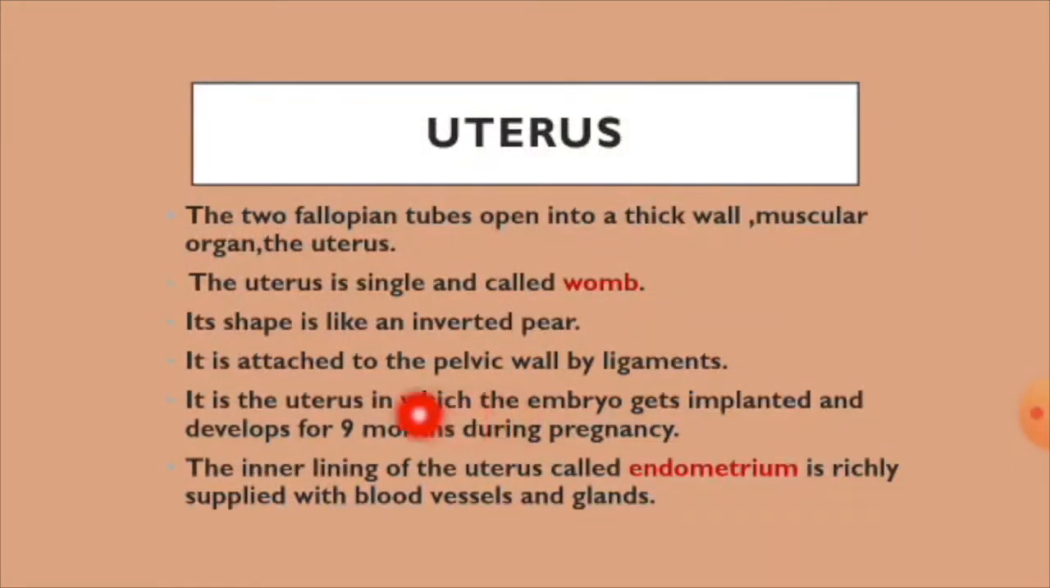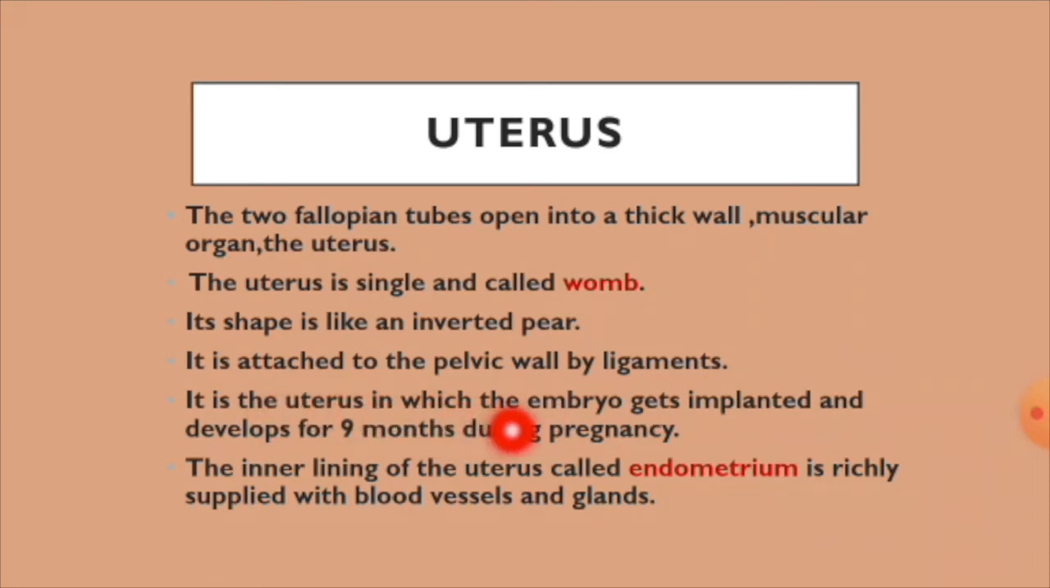Next, moving on to the uterus. The two fallopian tubes open into a thick wall muscular organ, the uterus. The uterus is single and called womb. Its shape is like an inverted pear. It is attached to the pelvic wall by ligaments. It is in the uterus that the embryo gets implanted and develops for 9 months during pregnancy.